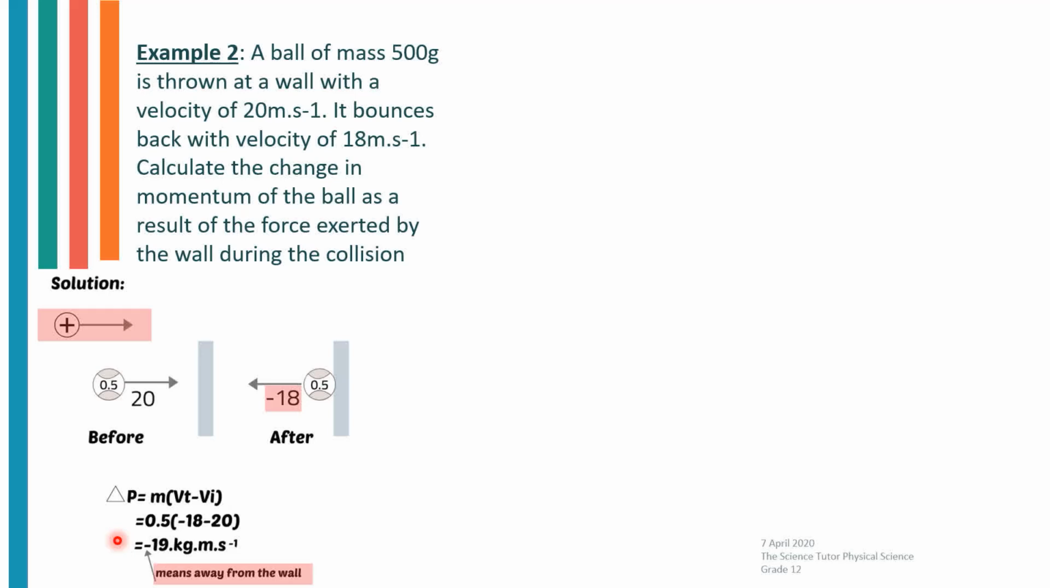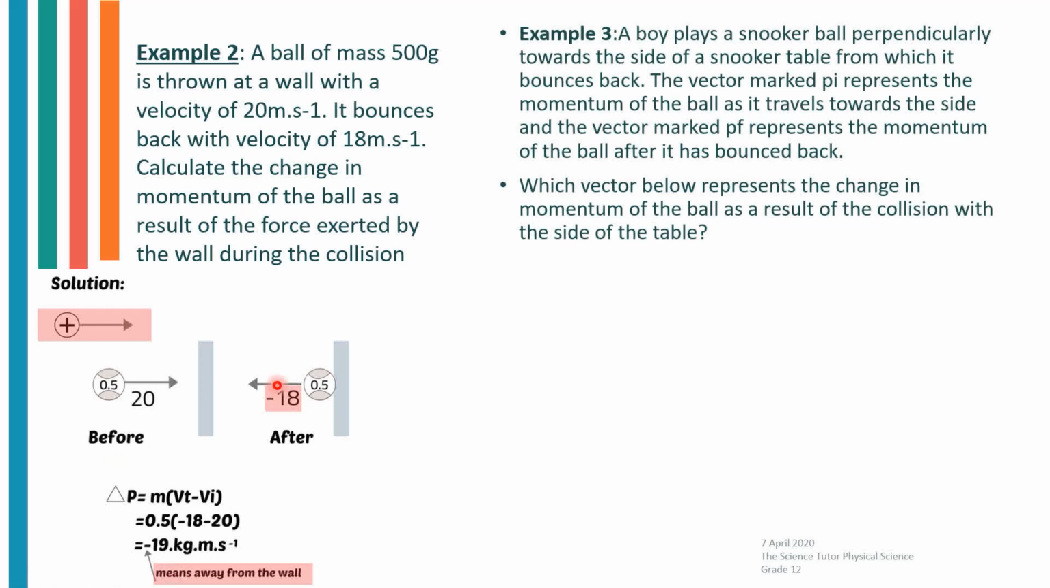So what does your negative tell you? The momentum is away from the wall because you've taken positive as towards the wall. And remember, your momentum will be in the same direction as your velocity. So that makes sense.